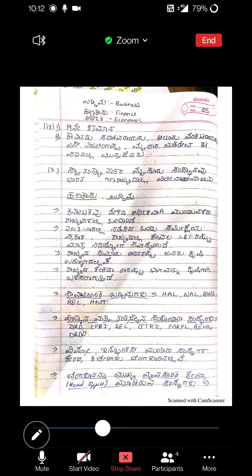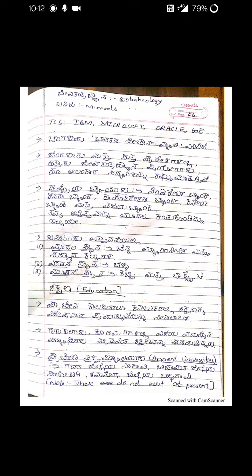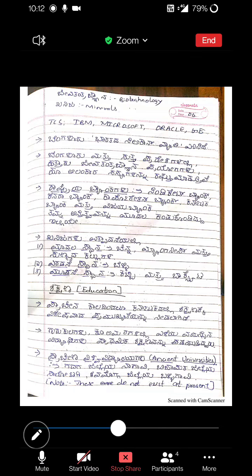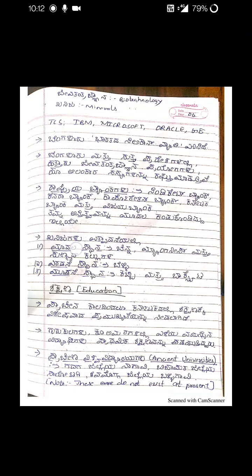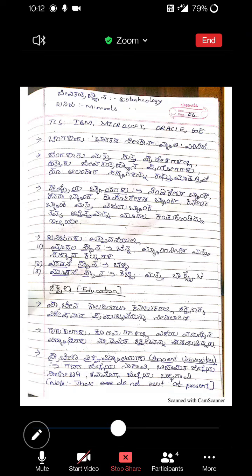The companies that made Bangalore their head office, the international and national companies, are TCS, IBM, Microsoft, Oracle and GE. Bangalore is called the Silicon Valley of India.